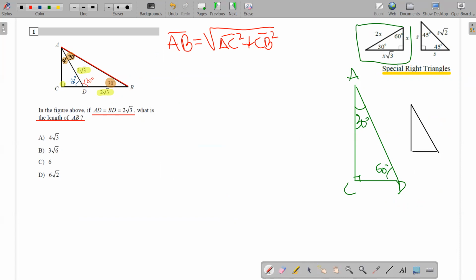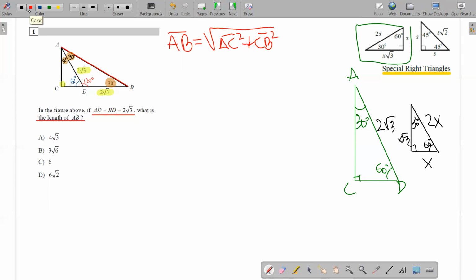We have the same angles here. This is 90, this is 60, and this is 30. Of this triangle ACD, I know the measurement of AD is going to be 2 square root 3. And I know also this hypotenuse from this special right triangle, that one will be 2x. This one will be x, and this one will be just x square root of 3.